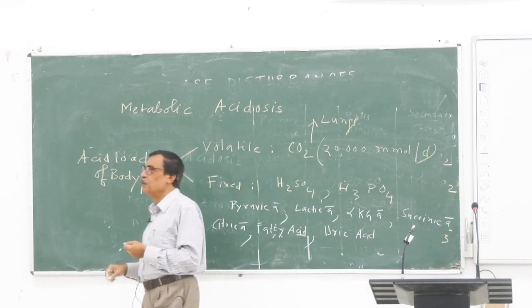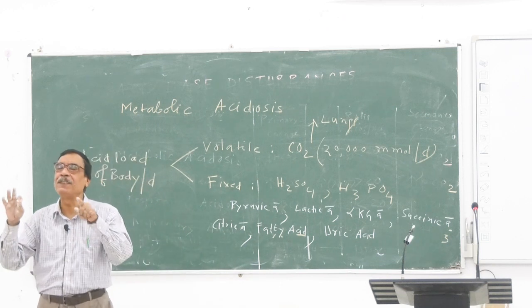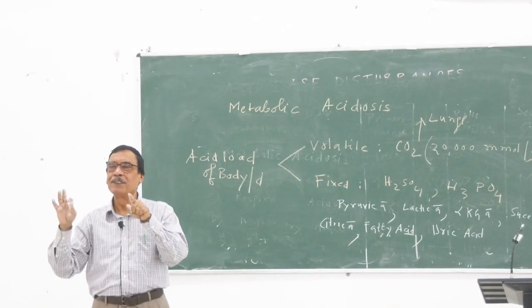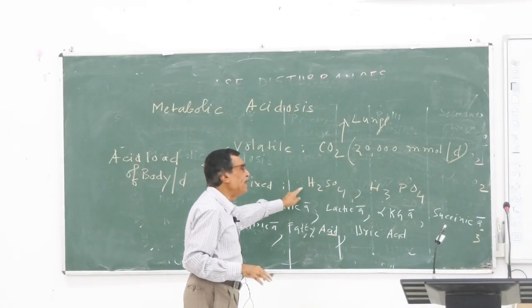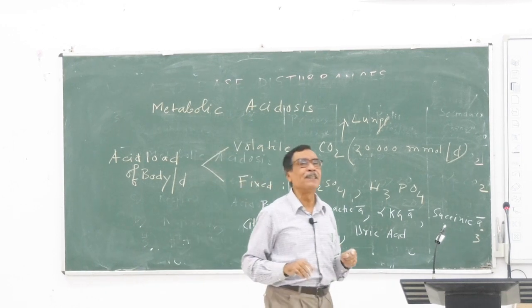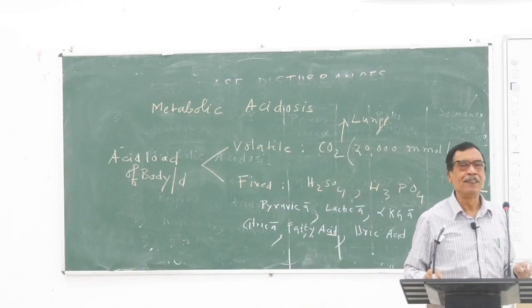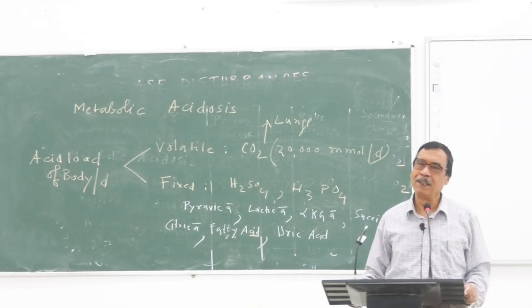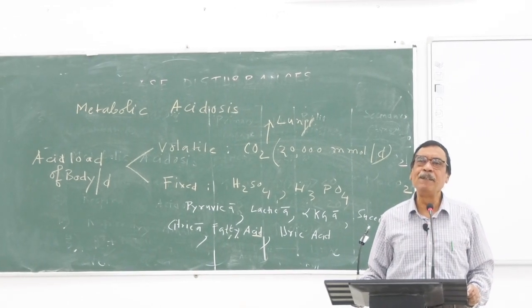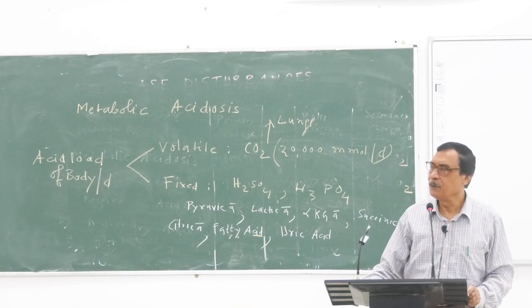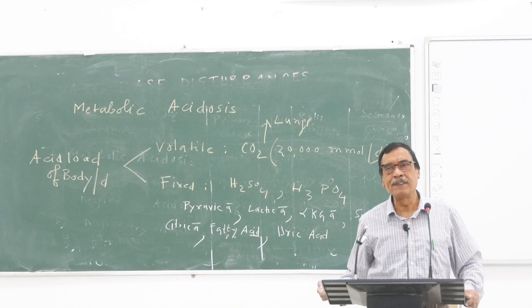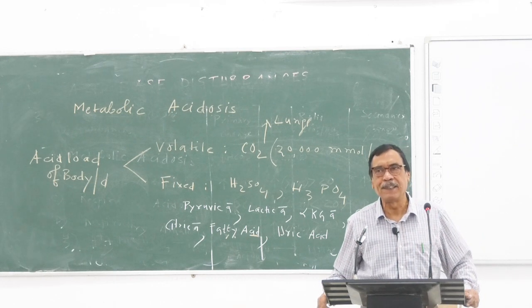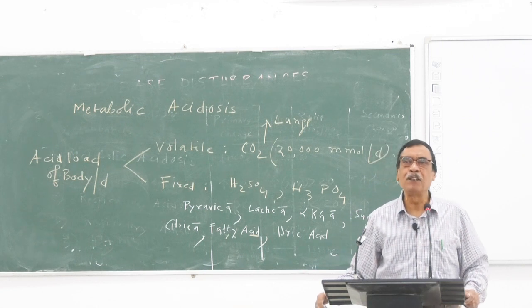This gives rise to acid load. Actual acid load is due to fixed acid. We are mainly concerned with fixed acids. These should be eliminated, and this elimination occurs not through the lung, not by the buffer, but by the kidney. Kidney function is required for elimination of the fixed acid. Normal kidney function is required for elimination of these fixed acids. If there is damage, there will be accumulation of these acids.